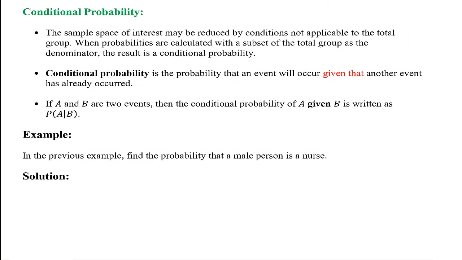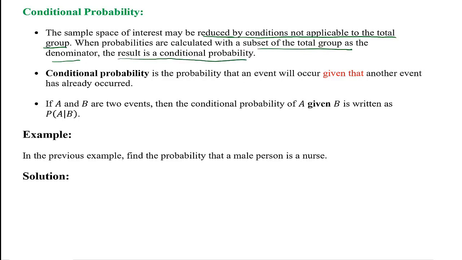Conditional probability. Sometimes we need to calculate the probability of something given that another event has occurred. So we need to take into account some event that already occurred, and we are asking what the probability is that another event will occur. The sample space of interest may be reduced by a condition not applicable to the total group. When probabilities are calculated with a subset of the total group as the denominator, the result is a conditional probability.